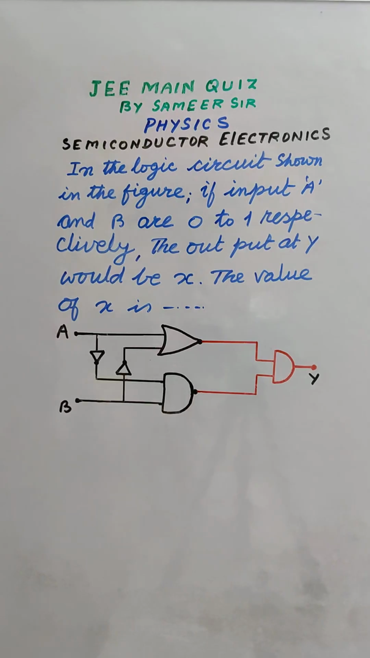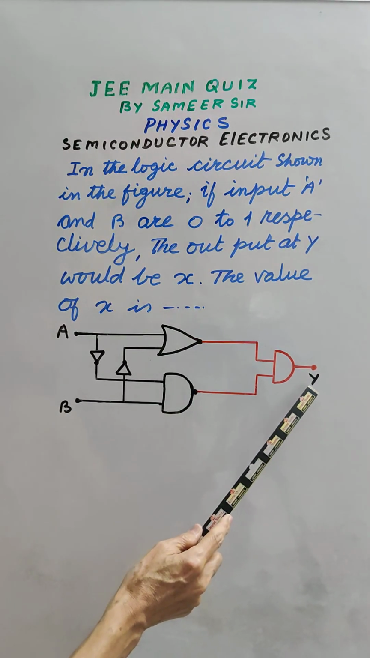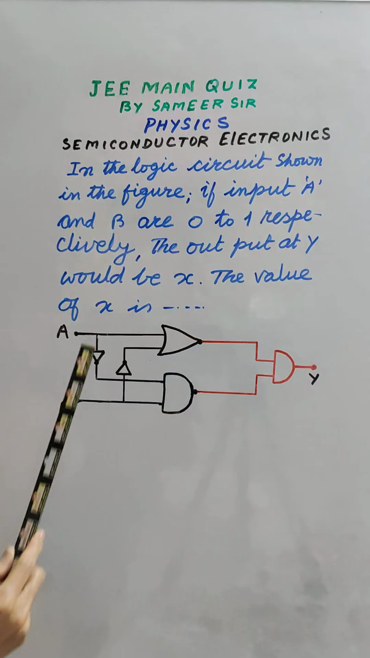Our fifth question is from physics, semiconductor electronics. In the logic circuit shown in the figure, if input A and B are 0 and 1 respectively, the output at Y would be X. Then the value of X we have to find.